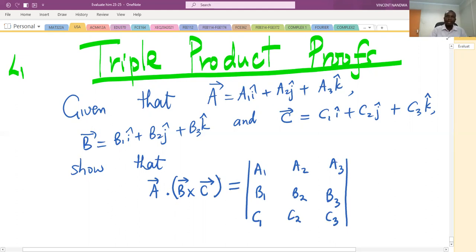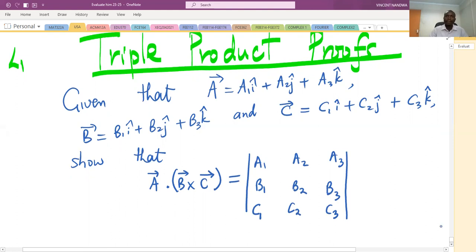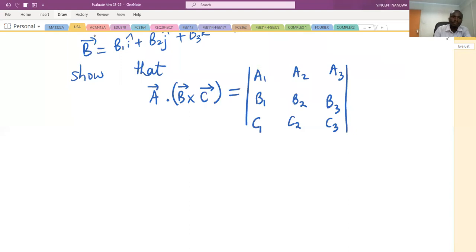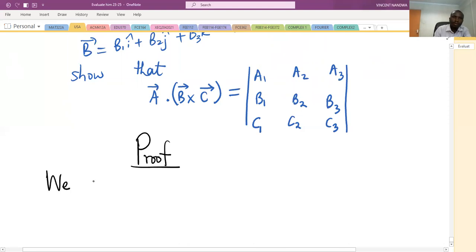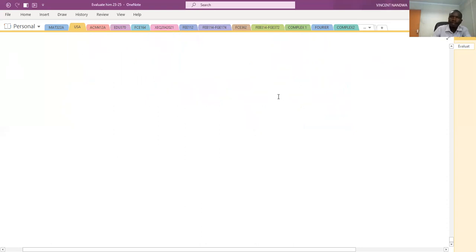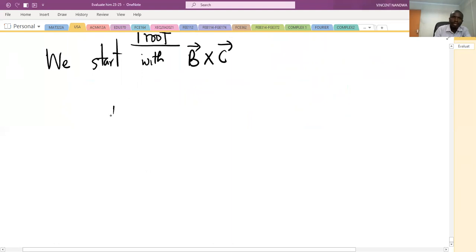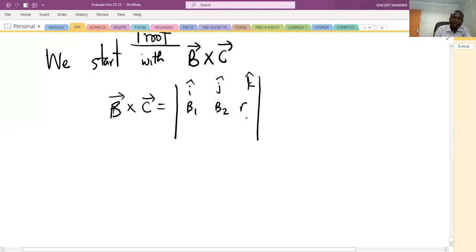So to solve this, we'll start by defining the cross product of B and C. So the proof, we start with B cross C. So by definition, B cross C will be given by the determinant i, j, k, B1, B2, B3, C1, C2, C3.